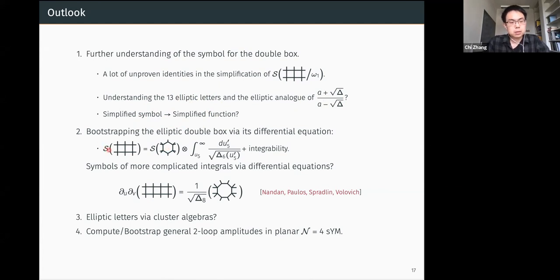The fact that our symbol trivializes the differential equation relating the double box to the one-loop Hessian integral suggests a new way to bootstrap. First, we take the known symbol for the Hessian integral and append this elliptic integral as last entries. Then the remaining terms can be fixed in principle by imposing the integrability condition. Some other Feynman integrals, for example, the three-loop ladder integral, also satisfy a similar differential equation. We expect such a bootstrap program is available for this kind of Feynman integrals.